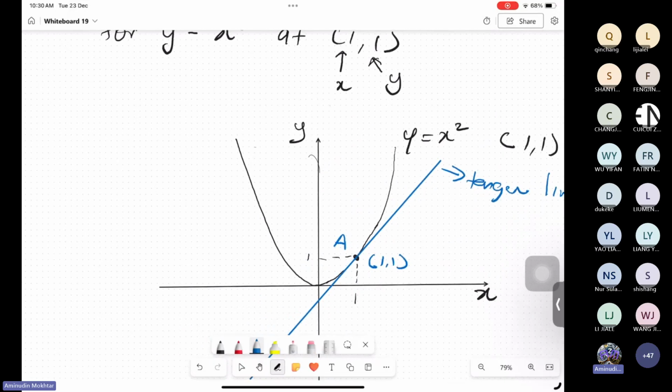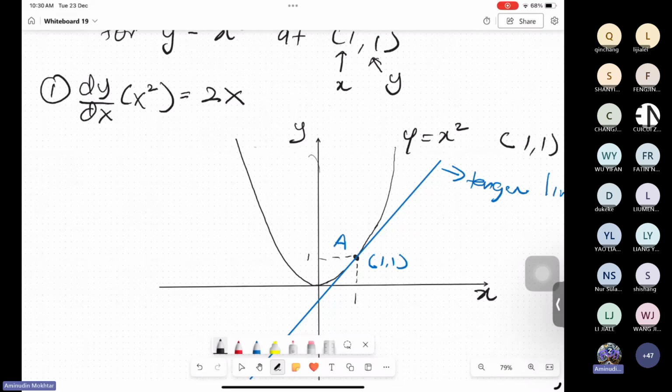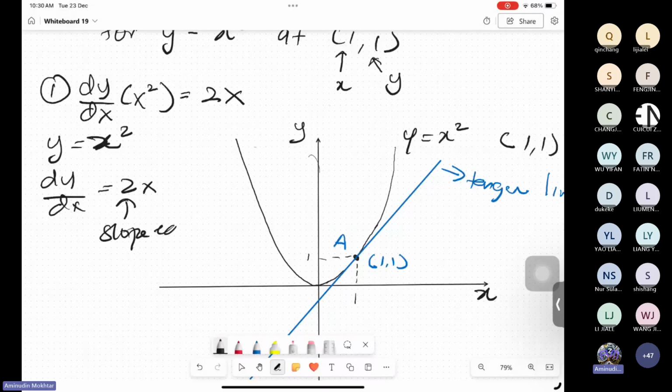So, how to answer this question? First, we need to find the first derivative of the curve, dy/dx for x squared. If I write y equals x squared, dy/dx equals 2x. This is the first derivative, and it's also known as the slope equation.